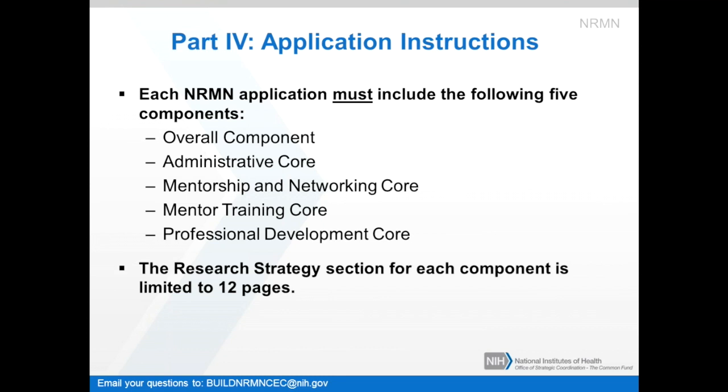I'll now cover some information about application instructions. As many of you already know, this FOA application is complex with multiple components. Each NRMN application must include the following 5 components: the overall component, the administrative core, mentorship and networking core, the mentor training core, and the professional development core. Since the different cores do have unique requirements and instructions, all potential applicants are highly encouraged to read the instructions carefully. And also, please remember that the research strategy section for this component is limited to 12 pages and does not apply to the specific aims page or other elements that are required for the research plan.